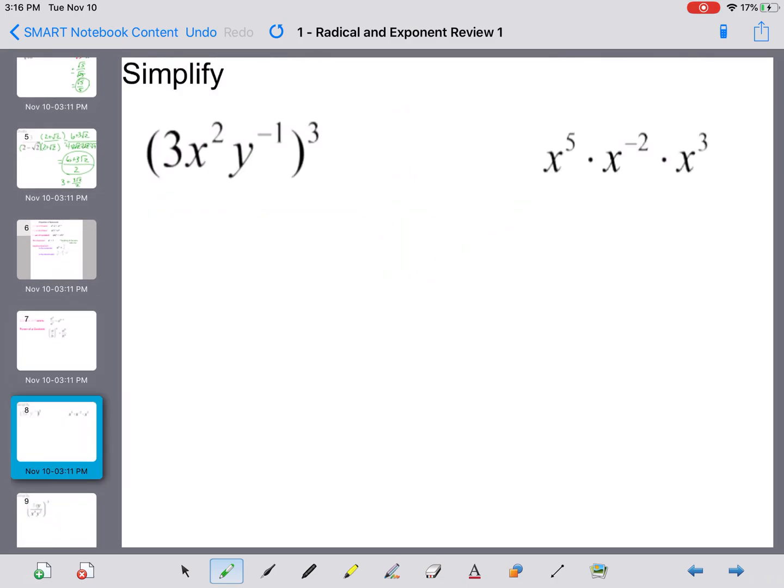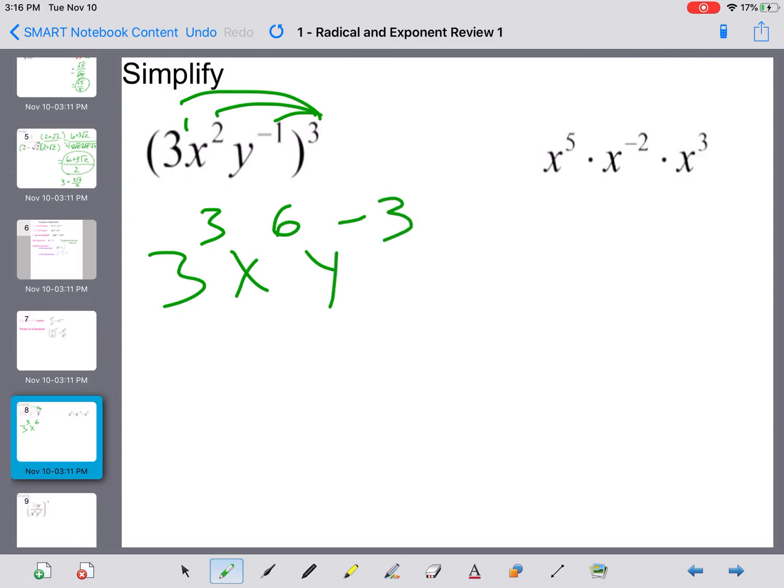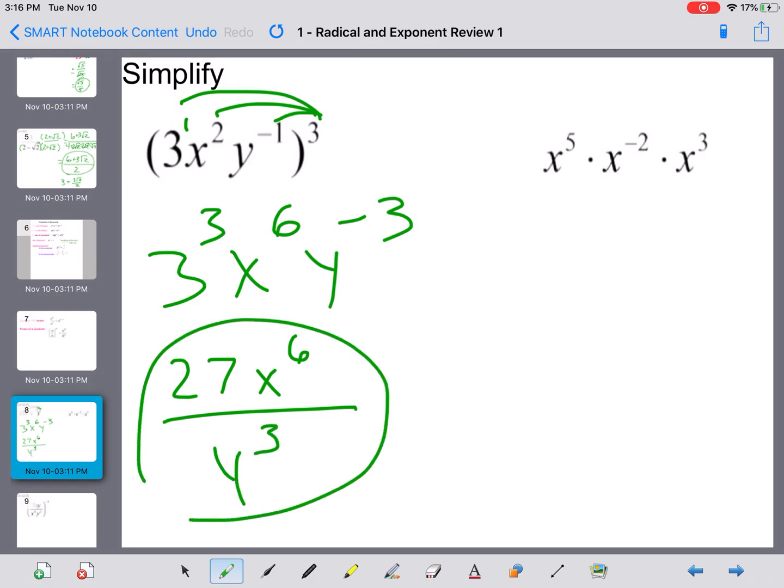And so if we have 3x squared y to the negative 1, the quantity of that raised to the third, then we need to recognize that there is an exponent of 1 here, and we need to distribute this to all of them. So we would say 3 to the third, 2 times 3 is 6, so x to the 6, y to the negative 3. Now we do need to evaluate any numerical bases, so that's going to be 27, x to the 6th, and then negative exponent means that y to the negative third is going to go into the bottom, and that would be our simplified answer since there are no common factors in top or bottom.